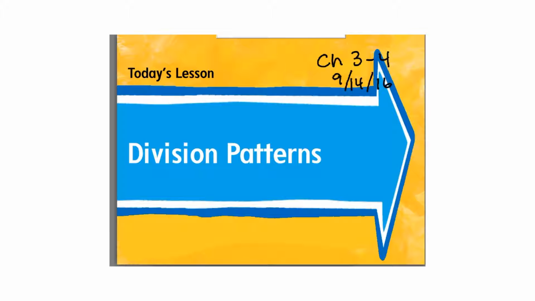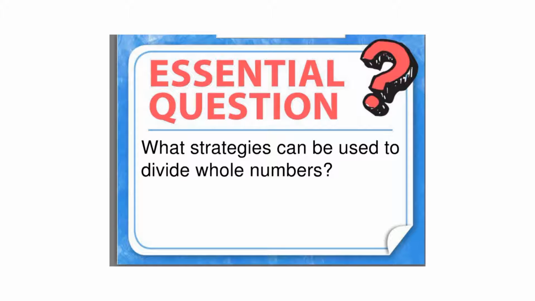So our essential question is the strategies that are used to divide whole numbers. So we've learned the fact families, we've learned to draw some pictures. Yesterday we learned the algorithm, or the steps in solving the problem. And then today we're going to learn about some patterns that can help you when you're dividing. So these are some of those tricks.